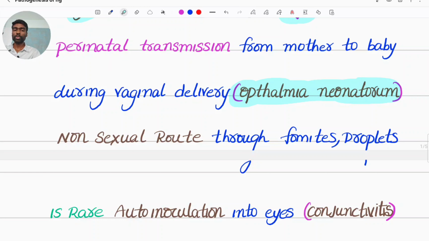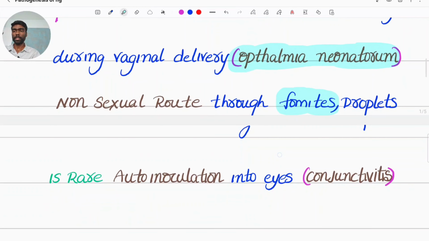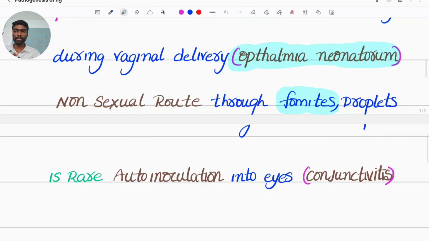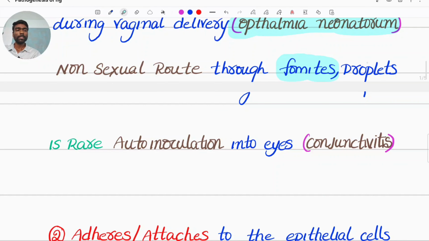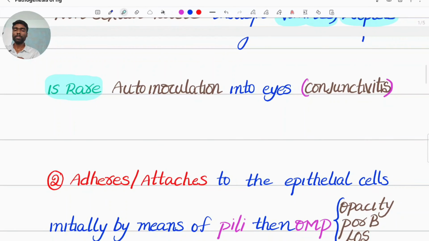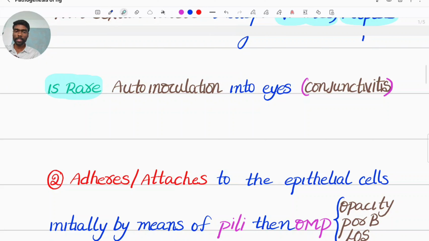Non-sexual routes through fomites, meaning non-living objects like doorknobs, toilet seats, and sharing of towels, won't cause gonorrhea, and droplet spread is also rare. Auto-inoculation by fingers into the eyes in adults may lead to conjunctivitis. This is also very rare.